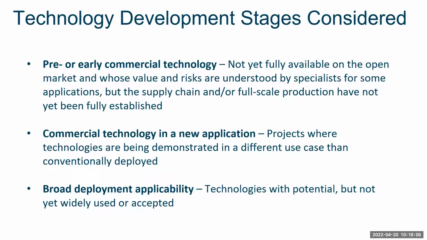So stages considered. We are looking for emerging innovative technologies. They can be pre-commercial. They've been tested in a lab and proven out at a pilot scale, but not tested in full scale yet. It could be early commercial technologies, ones that are just entering the commercial market space. It could be a new application of an existing commercialized technology, something that's being used in a different sector where it's never been used before, or a different end use case.